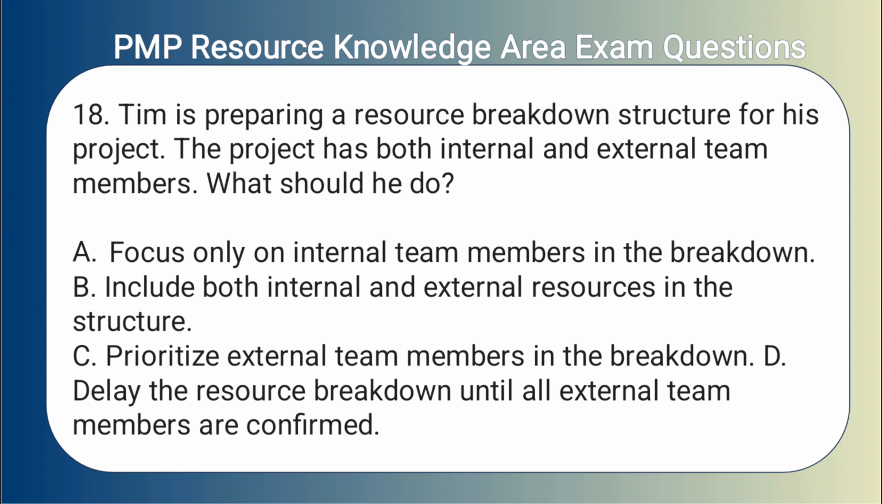18. Tim is preparing a resource breakdown structure for his project. The project has both internal and external team members. What should he do? A. Focus only on internal team members in the breakdown. B. Include both internal and external resources in the structure. C. Prioritize external team members in the breakdown. D. Delay the resource breakdown until all external team members are confirmed.